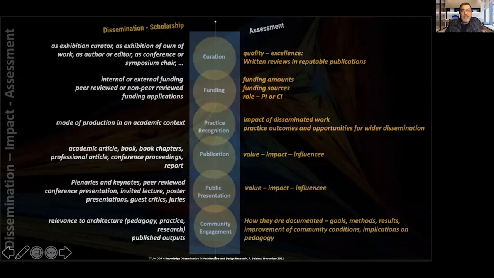Internal or external funding, and whether that funding, the amount of it, the funding sources, the role in the research project, whether PI or principal investigator or co-investigator, all of these are elements to consider for assessment. And we can see all others: practice recognition, publications, public presentations, and community engagement. These are forms of dissemination, as long as they are documented, valued, they have value, they have impact, they have influence. They are relevant to architecture and to the development of the discipline.